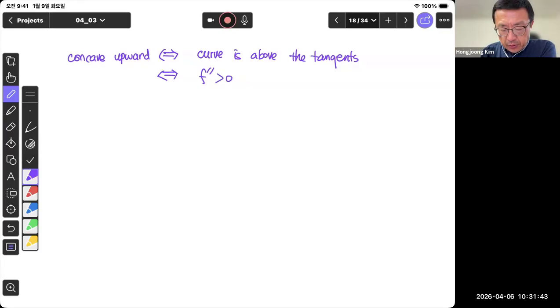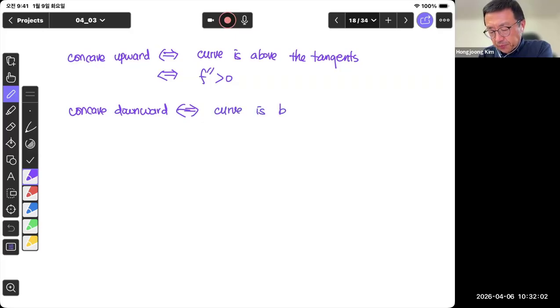Okay, concave downward. We say the graph or function is concave downward if the curve is below the tangents, and that happens when f double prime is negative.